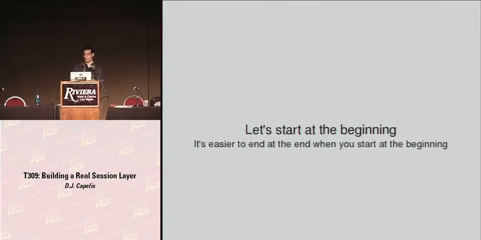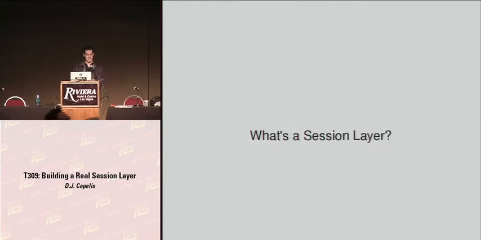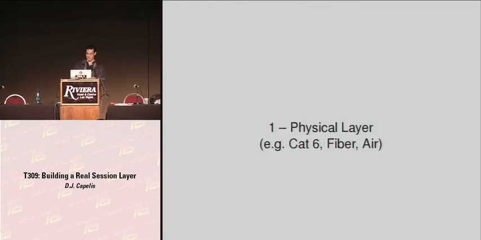And, as usual with these types of things, it's good to start at the beginning so you can end at the end. And we need to talk about what a session layer actually is. It all goes back to the 7-layer ISO model, which was designed by committee some time back and has been more or less replaced with a 4-layer TCP/IP model. But let's go through it anyways because it's important.